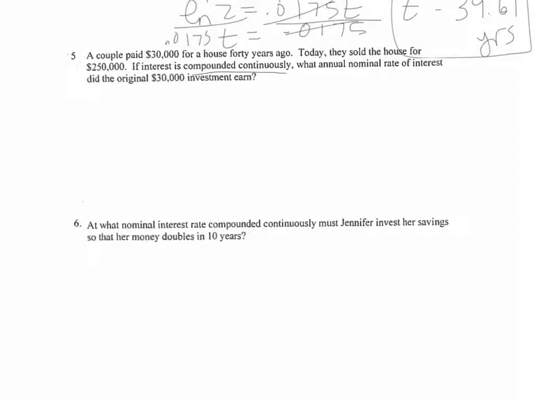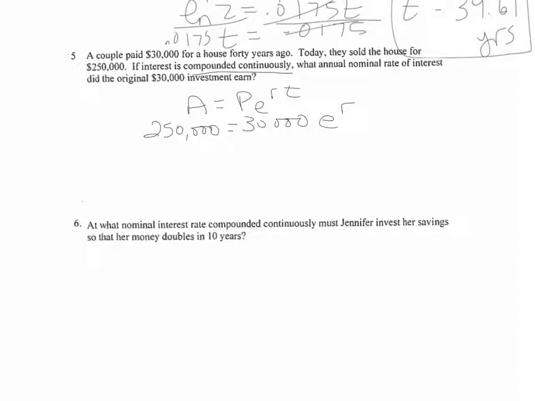When it says compounded continuously, then I can use A equals PERT. It may not be that's the way their mortgage was set up. Most of the time, mortgages are not interest compounded continuously. But this would just give us an idea of what interest they earned. What goes in for A? Yeah, 250,000. P is 30,000, times e to the, do I know r or is that what I'm finding? That's what I'm finding.